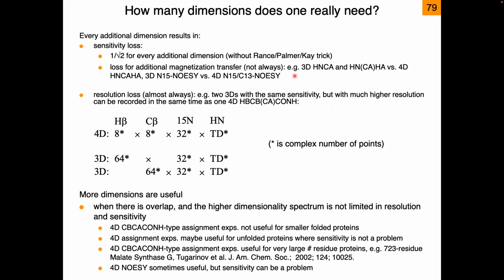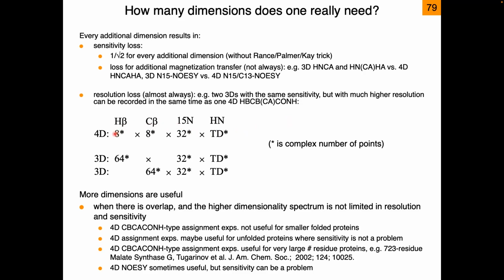No? So with every additional dimension, you usually lose a square root of 2 in signal to noise, unless you implement this Ranga K trick. And then if you have an additional transfer step, like in the HNCA-HA relative to the HNCA, then you also lose, of course. You have a resolution loss almost always, because let's talk about this HB, CB, and H experiment.